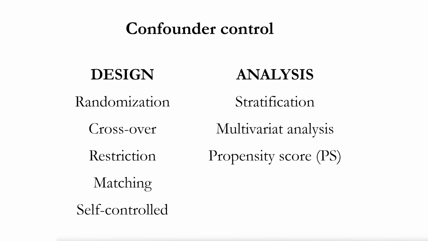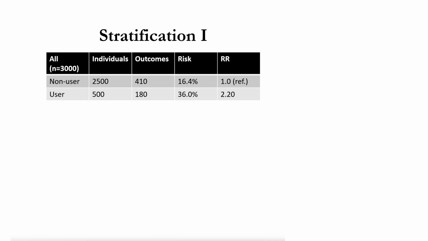We can also, of course, go to the analysis part of things. That is, you collect data on everyone, but you will analyze or model your way out of confounding. A technique that is not used as much as it was is stratification. And the value or point of stratification is best illustrated with an example. Here, consider a hypothetical study, 3,000 individuals, 500 users of a drug, 2,500 non-users.